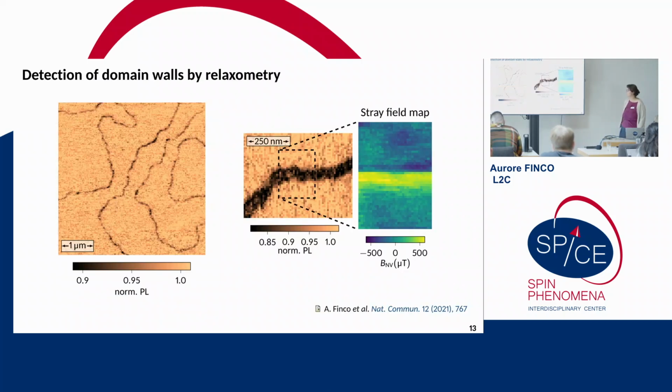So this is what you get. This map here is just the photoluminescence of the NV center when we scan above the surface. You see these dark lines, and if you measure the stray field, you will find that this is exactly what you expect for a domain wall in this type of double layer structure. So now the question is: is this contrast really coming from noise?